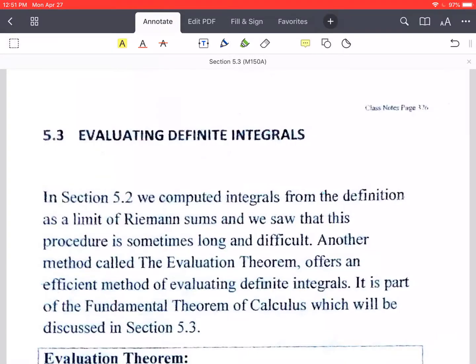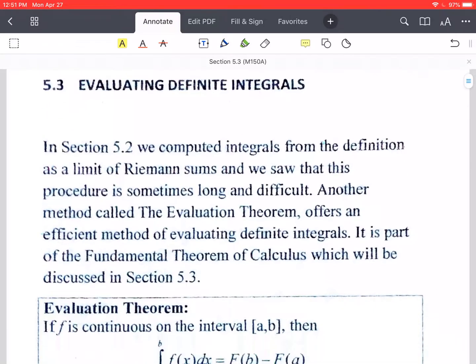Hi everybody, so we are in section 5.3, evaluating definite integrals. So we have looked at the concept of the integral in the context of that limit of the Riemann sum, right, how to compute it directly or exactly, and then we looked at approximations via rectangles, we looked at interpreting integrals as area under a curve, but now we're going to look at how we can actually compute integrals directly and a lot more simply.